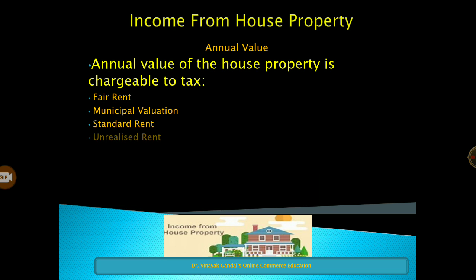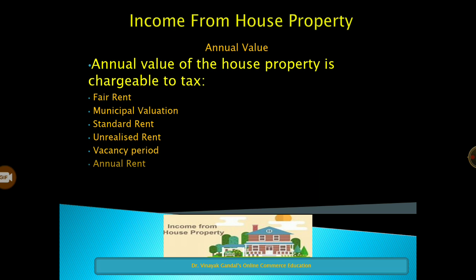Okay. Next concept, that is unrealized rent. It means the rent which the owner cannot realize. So unrealized rent means the rent which cannot be recovered or received from the tenant of that property. So unrealized rent is also considered while determining annual value of the property. Next concept, that is called vacancy period. Vacancy period means the period in which house property is vacated or vacant.